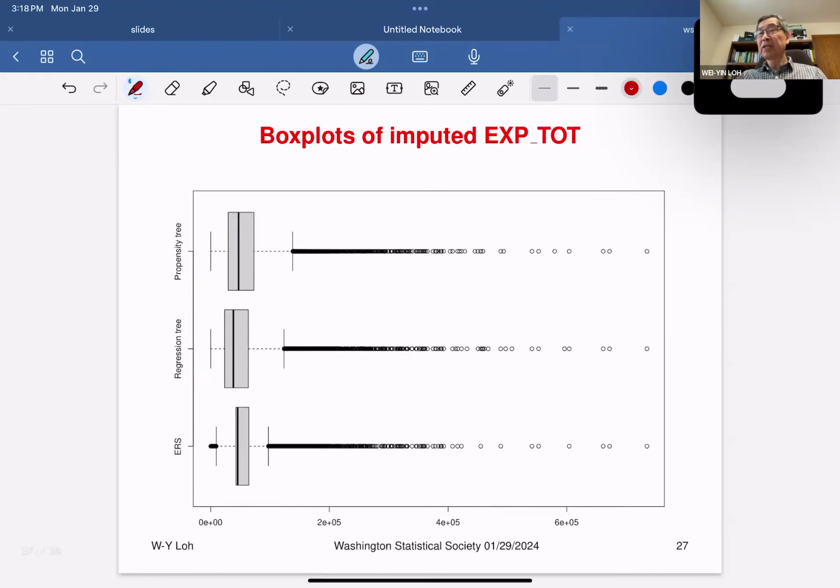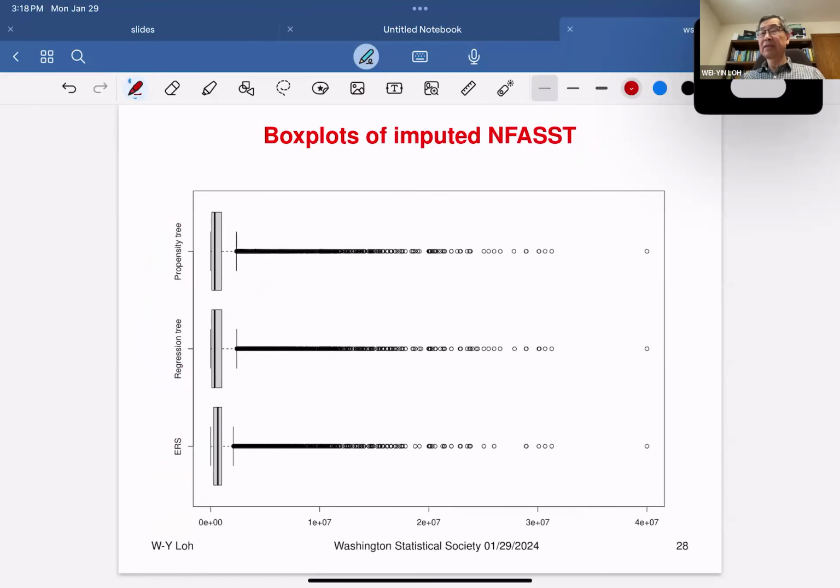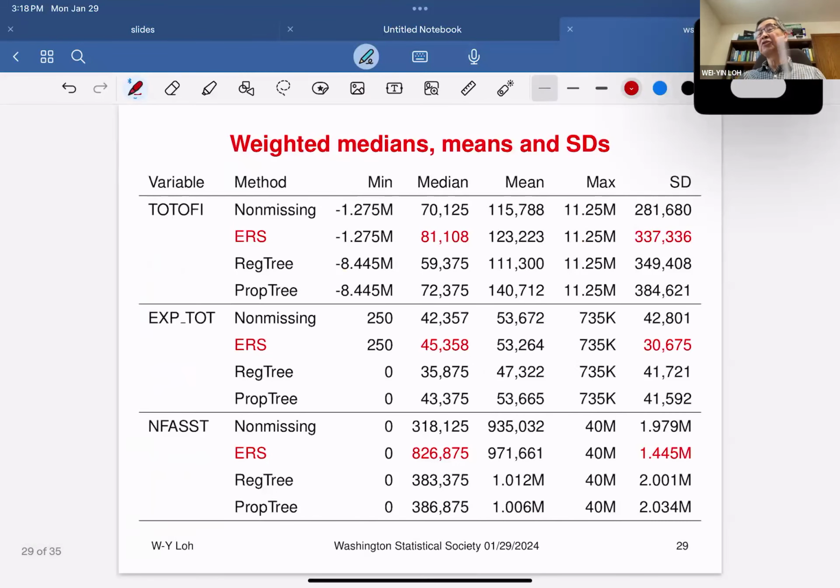This is total expenditure, right? So you see the same thing. There are a few here where the ERS method gives values very close to zero, but if you look at the three methods, there are many more that are very close to zero. Okay, and this is the non-farm assets, same story. So now I show you the weighted means and medians and standard deviations, right? ERS is the current method. I highlight it in red. All right. So for total off-farm incomes, ERS, the current method, is estimating $81,000 for the median.